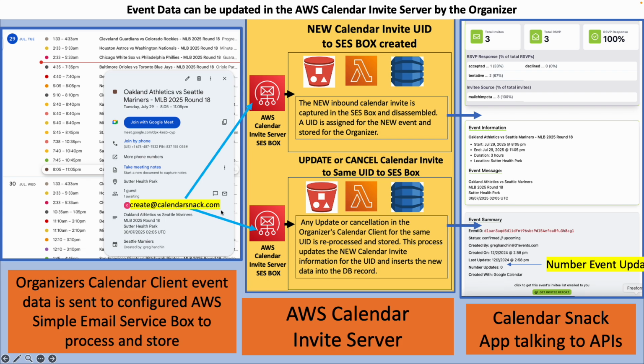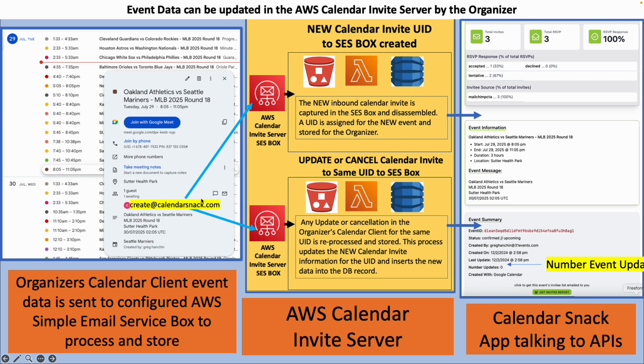I used a crate at calendarsnack.com. That was a configured Simple Email Service box. And the first time I sent it in, the new inbound Calendar Invite was disassembled and stored. And then we take a snapshot of the UID and we map it to DynamoDB, and then we track it.